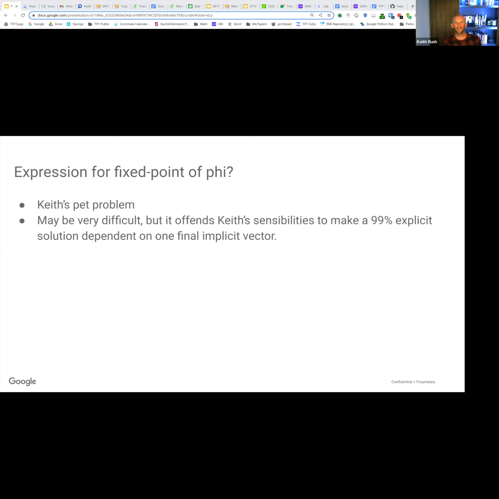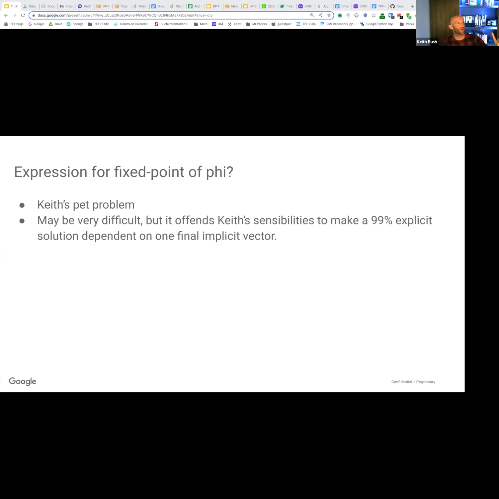This may be really, really difficult to do, but it does offend my sensibilities to make 99% explicit, like, oh, I have total explicit representation for this thing, except I need you to tell me what this vector is. It's like, oh my God, I hate that. So, this is my pet problem. But it might be really hard. I have my old advisor, I've set him loose on this problem. So we'll see.